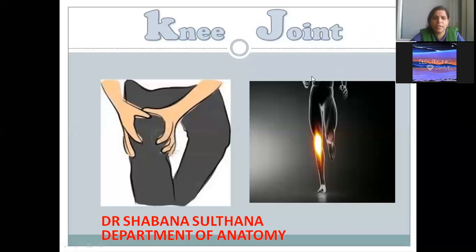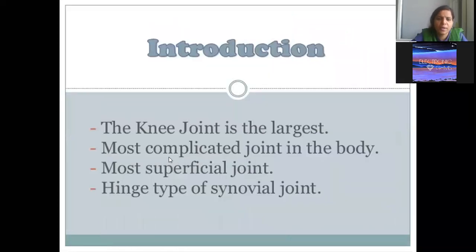To discuss knee joint today. Okay. So, what is the knee joint? It is the largest joint we have and the most complicated joint in the body. Okay, and the most superficial joint that you can palpate.